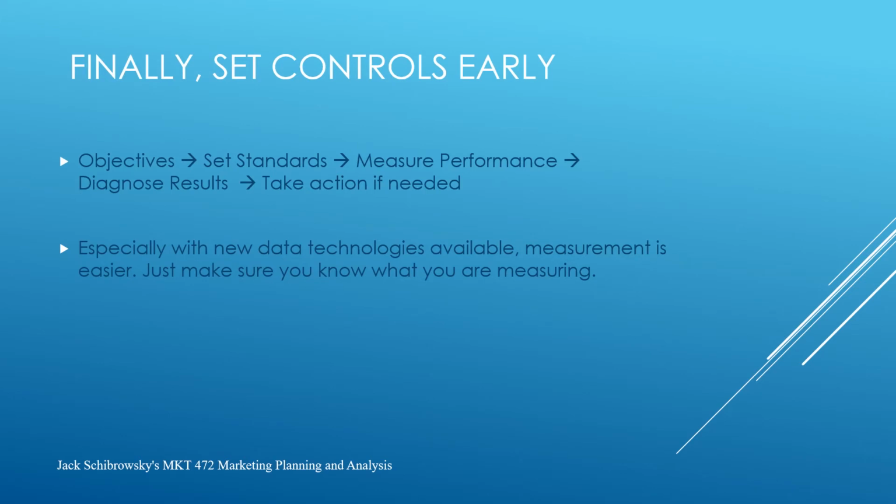Finally, set controls early. You have objectives, you set standards, and develop specific quantitative analytics to measure performance. You then measure that performance, you diagnose the results, and you take action if needed. Especially with new data technologies available, measurement is easier than it ever has been. In many cases, your organization might even have a dashboard already designed. Just make sure you know what you're measuring and what that is telling you about the execution of the marketing plan.